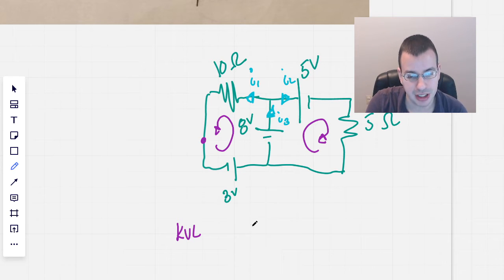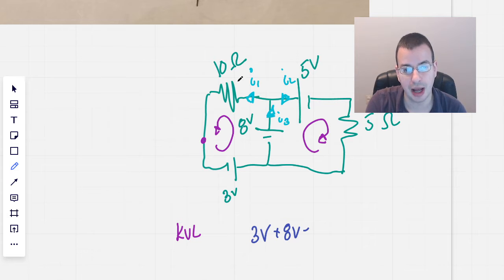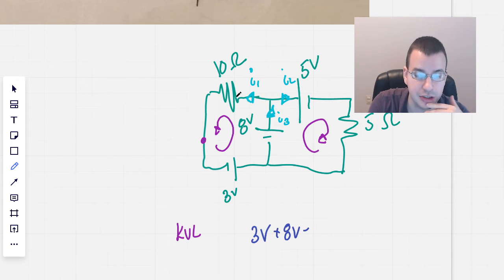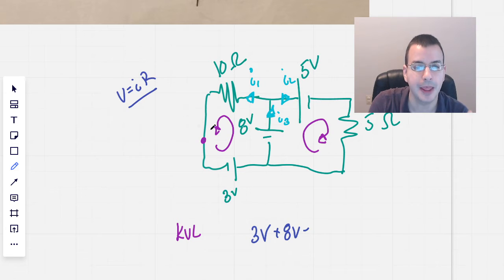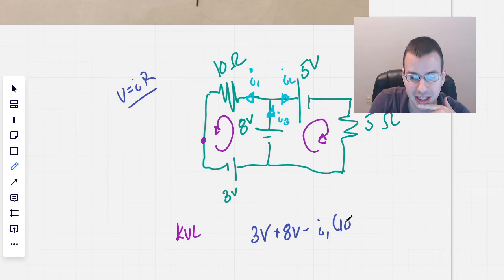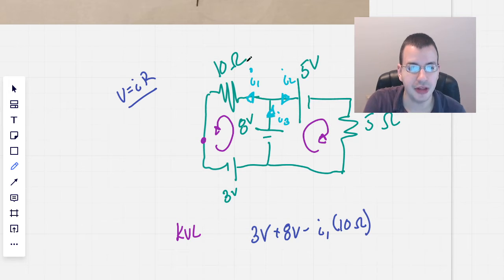For this, we'd say 3 volts, because we go through this battery, come back up through the 8-volt battery, plus 8 volts, and then we're going to have a voltage drop across the 10 ohm resistor. V equals IR, Ohm's law, so the voltage drop is going to be IR. So minus I1, because that's current 1, times 10 ohms. Then we get back to this point here, so we say equals 0.